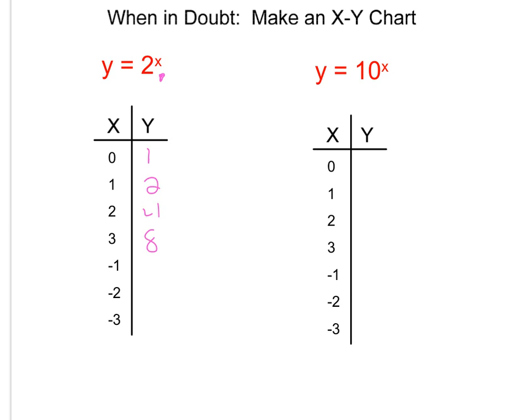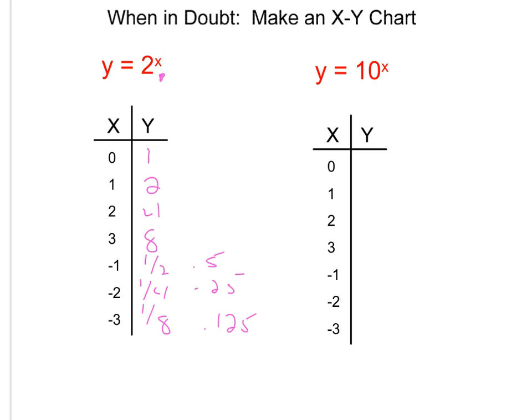If I take the reciprocals of those now, if x is -1, it's 2 to the -1 power, which is the reciprocal of 2 to the first power, which is 1/2, or if you prefer, 0.5. 2 to the -2 would be 1/4, which is 0.25. And 2 to the -3 is 1/8, which is 0.125.